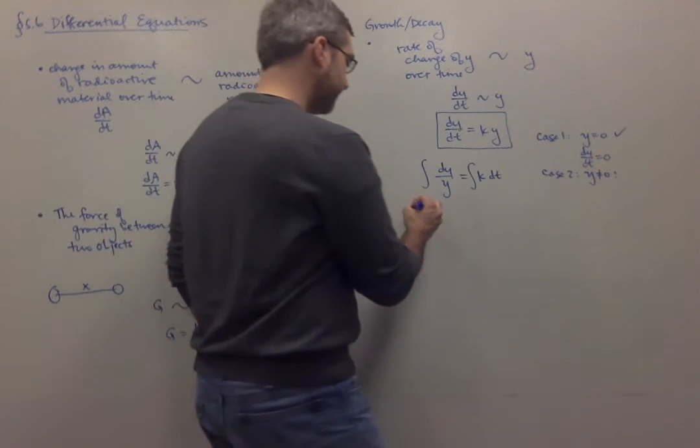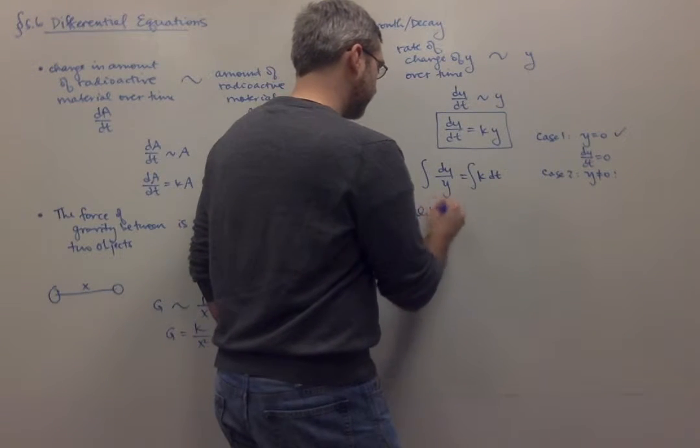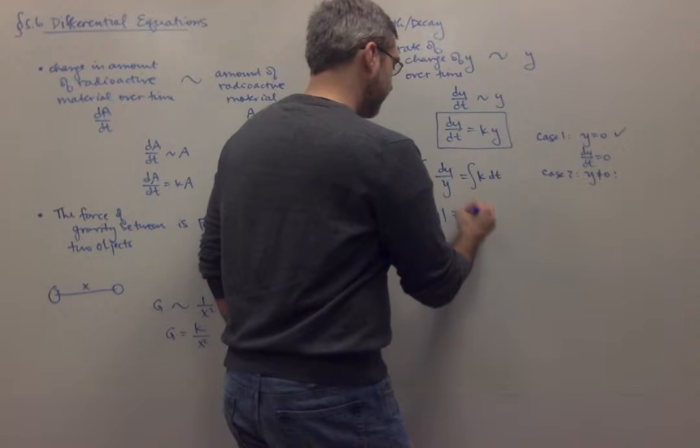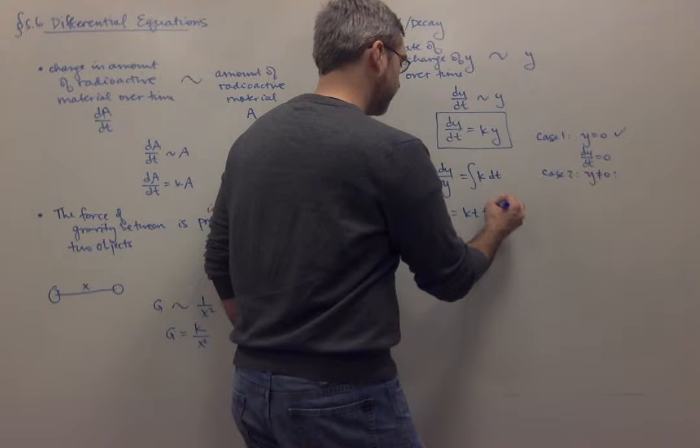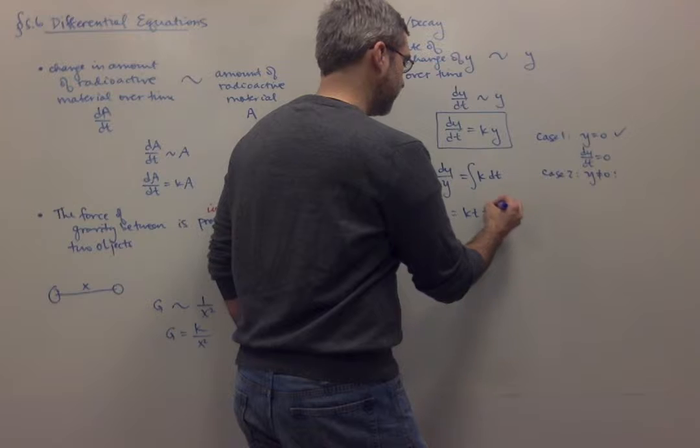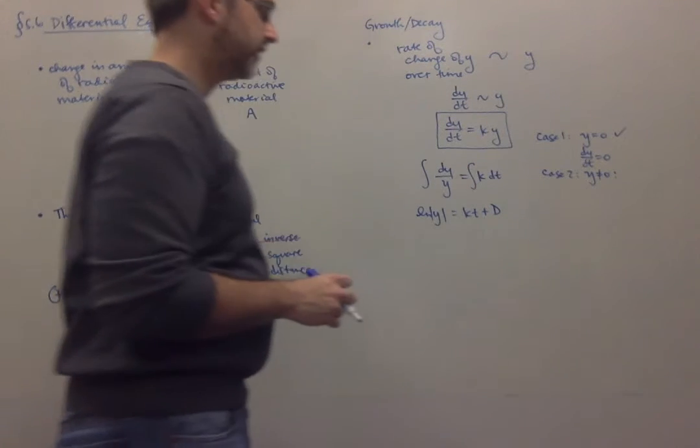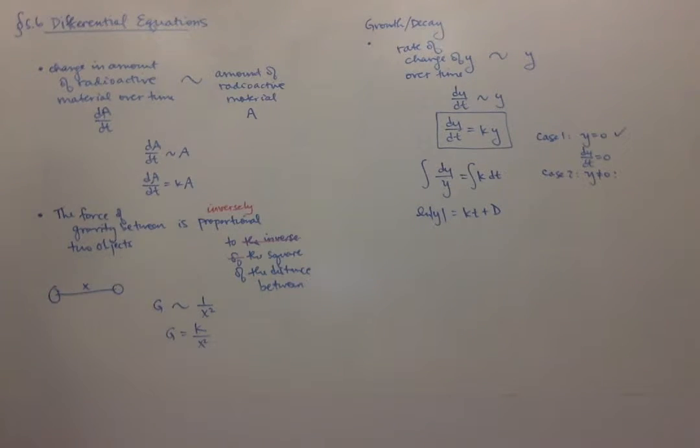So we get natural log of absolute value of y equals kt plus some constant. Now to keep consistent with the book's notation, I'm not going to call it constant c, I'm going to call it d.